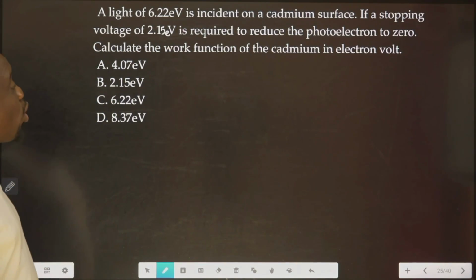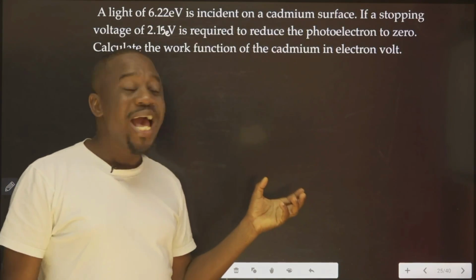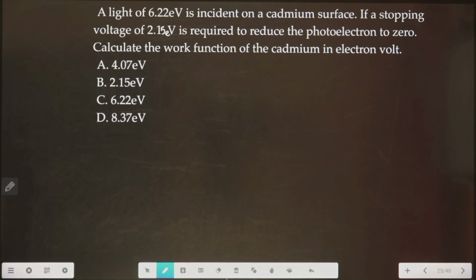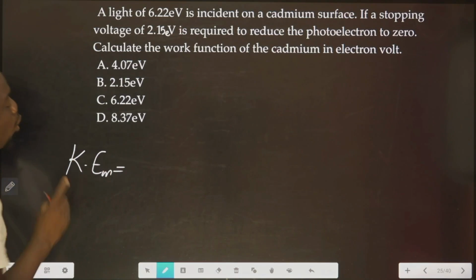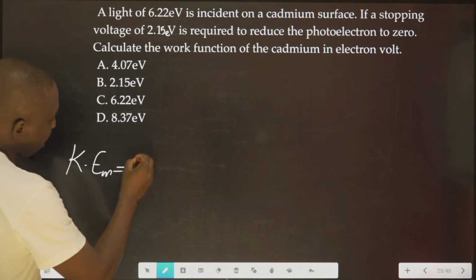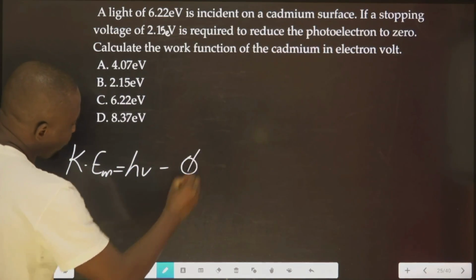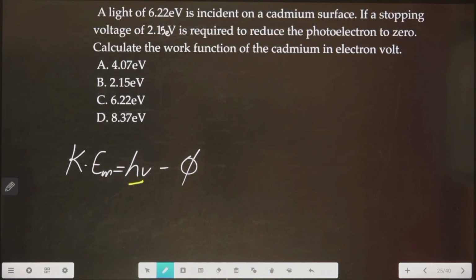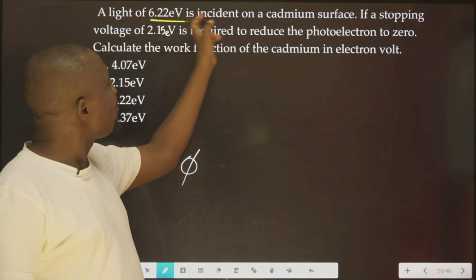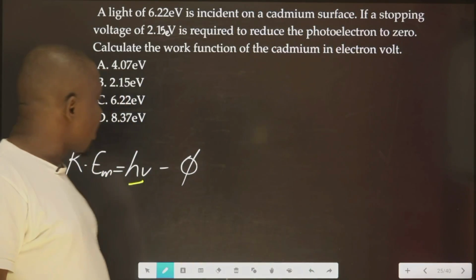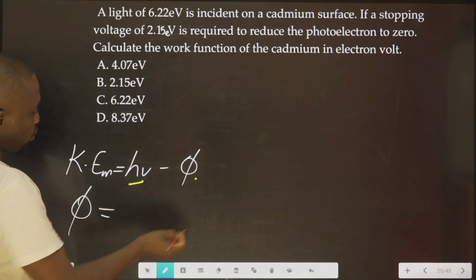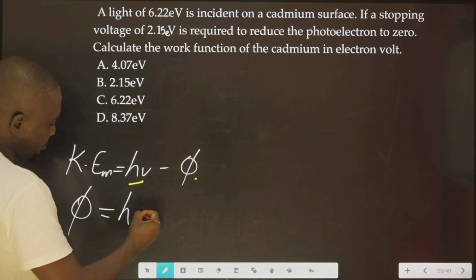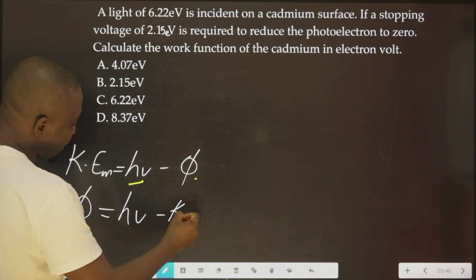This kind of question requires us to use the photoelectric equation that says the maximum kinetic energy is always equal to hv minus the work function. What is this all about? This is the energy of the incident light, the energy of the incident light. Okay? So to get this work function, we simply do this, come here, this come here. Maximum kinetic energy.